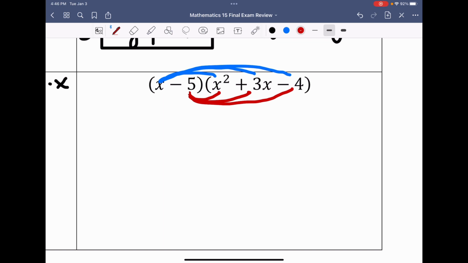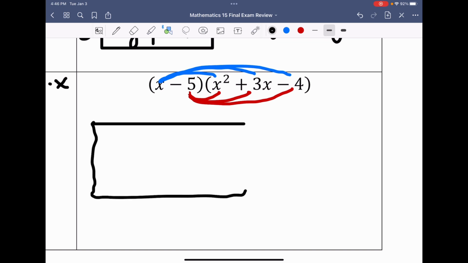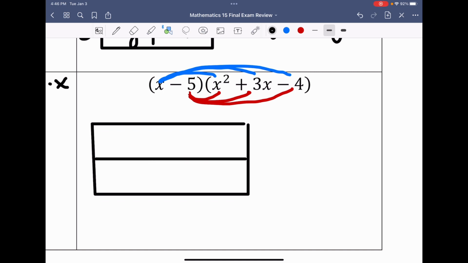Okay, if I do the box method for this example, what I'm going to do is set up a box. And now we need to realize that we have a binomial, so I'm going to split it in half by a trinomial, which means I'm going to have 3 slots in the top. So if I take my first binomial and put it off to the side, I'm going to have x and then -5. Remember that negative has to go with it. You then have x squared plus 3x, and then finally -4.